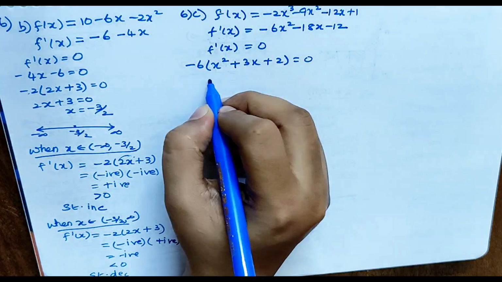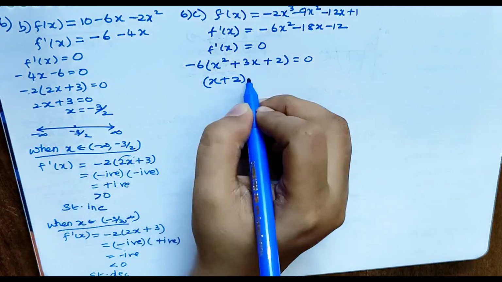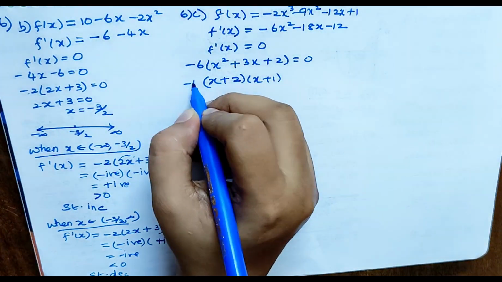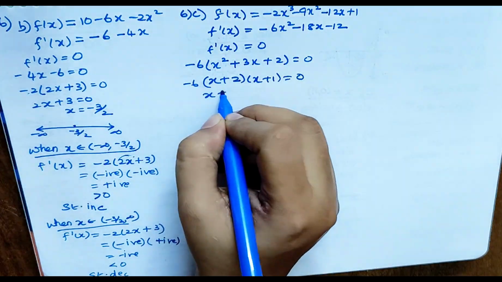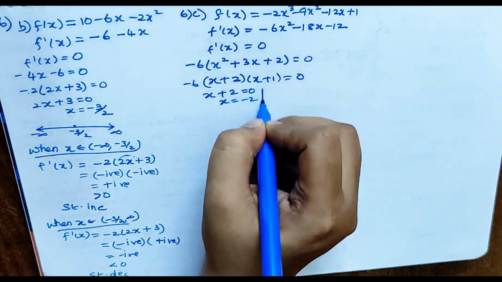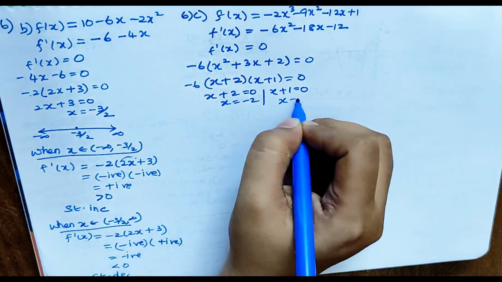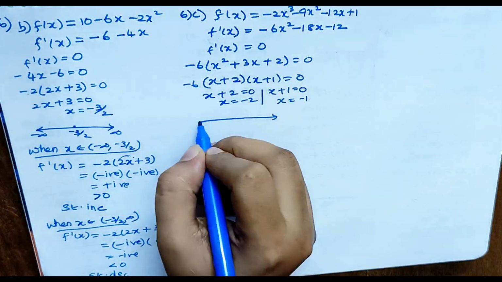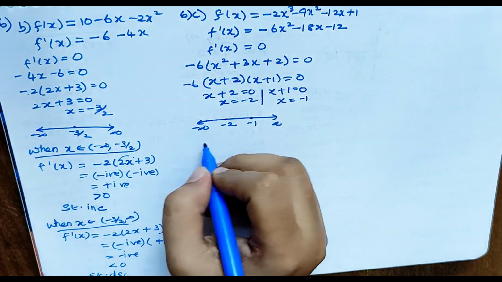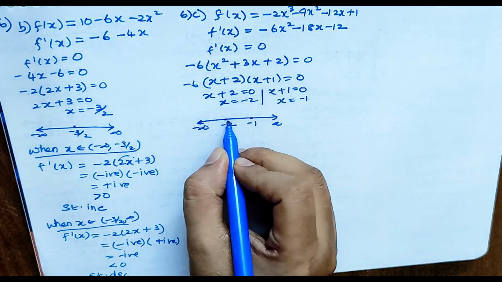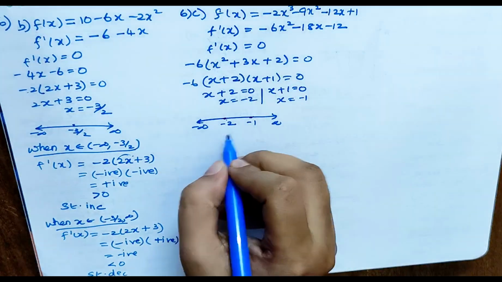We get x square plus 3x plus 2. When we factorize, we get x plus 2 into x plus 1 into minus 6. To find the x value, we will take this minus 6 to the right side. So x plus 2 equal to 0, x is equal to minus 2; x plus 1 equal to 0, x is equal to minus 1. On the number line, minus infinity to infinity, minus 2 first, then minus 1. The intervals will be minus infinity to minus 2, minus 2 to minus 1, then minus 1 to plus infinity.